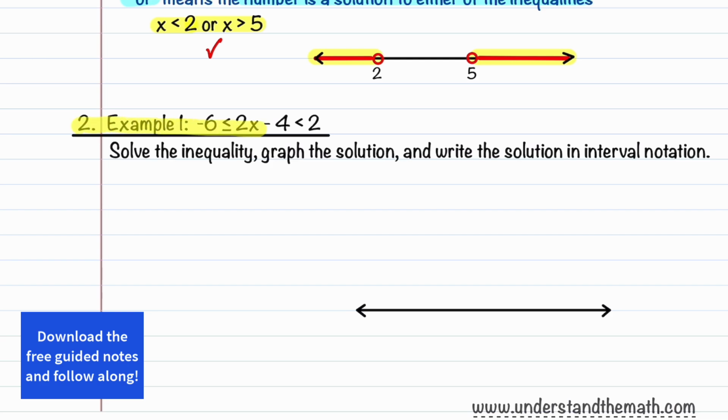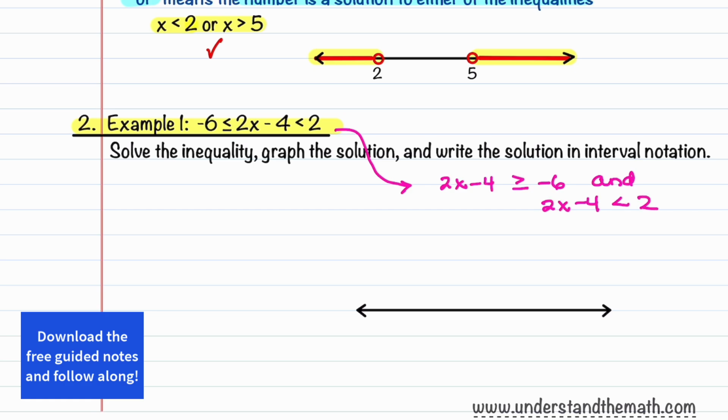Let's now look at our first example. We're going to solve this inequality. We want to graph the solution and then write the solution in interval notation. Before we begin, I want to point out that this problem could have also been written as 2x minus 4 is greater than or equal to minus 6, and 2x minus 4 is less than 2.